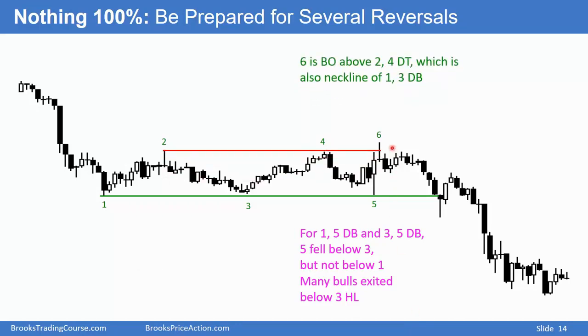We broke to the upside to a new high. The bulls are hoping this is a double bottom, a break above the neckline, which is here or here, same price, and they want a measured move up. Yet we get a reversal down. The bulls got a breakout above a double top, and it's also the neckline of the double bottom created by 1 and 3. So 1 and 3, this is the neckline. We broke above it, yet the breakout failed.